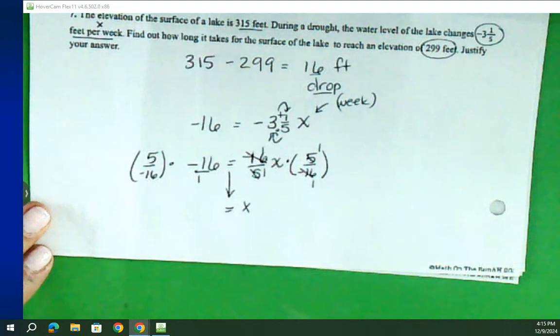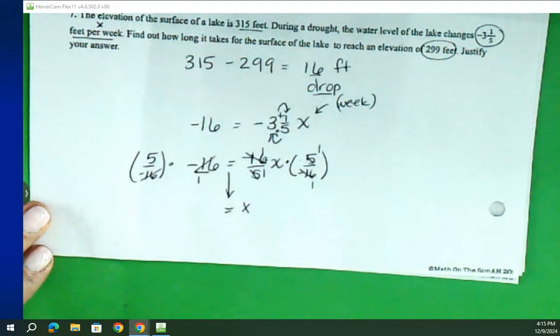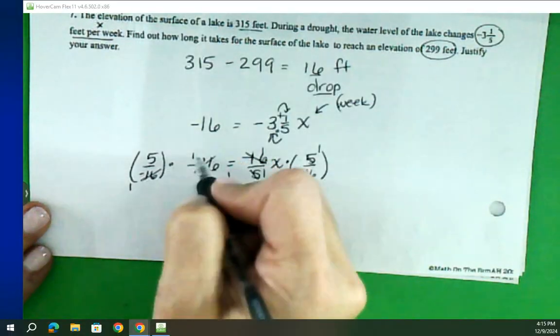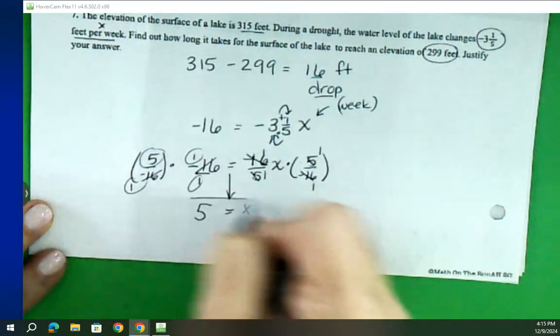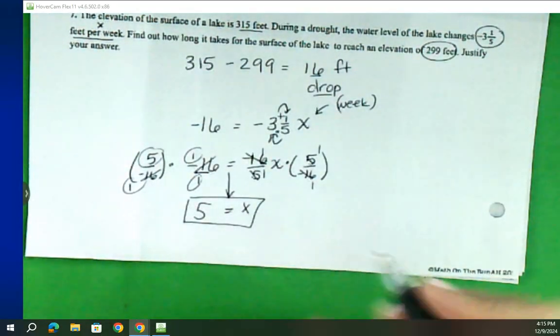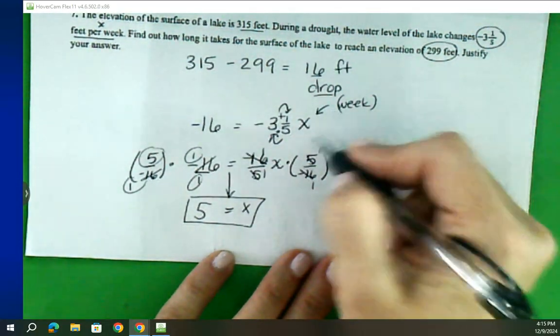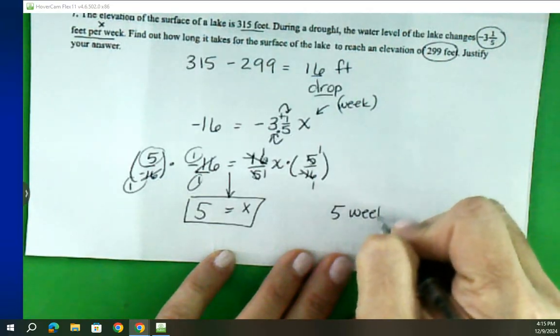I'm going to do it by hand because I can see that the negative 16 and negative 16 can both be divided by negative 16 for ones. And I get 5 over 1, which is just 5. So X equals 5. What does that mean? Well, remember X was weeks, so that's 5 weeks.